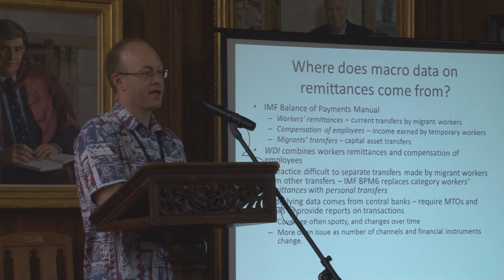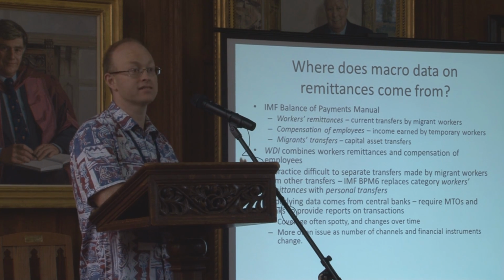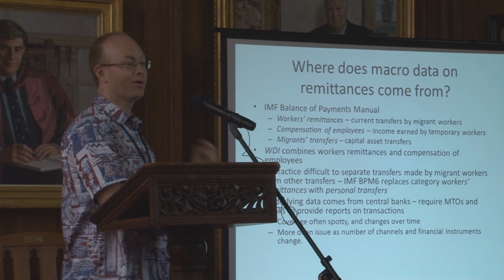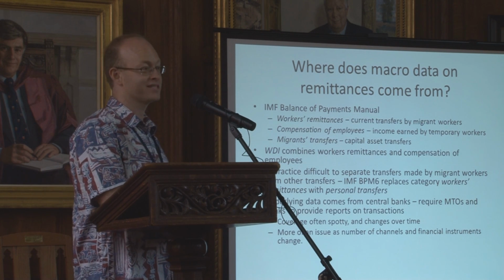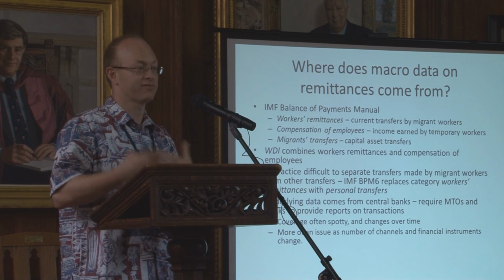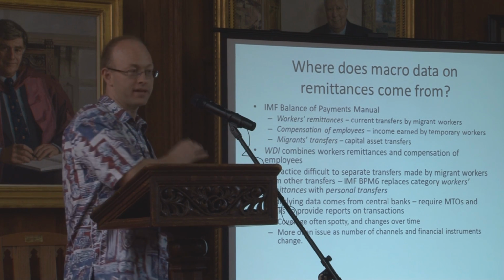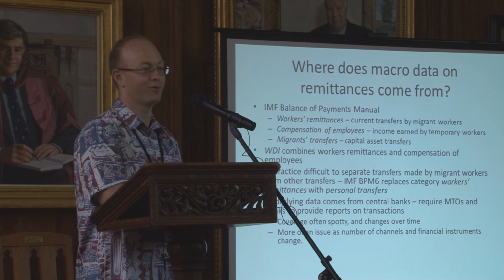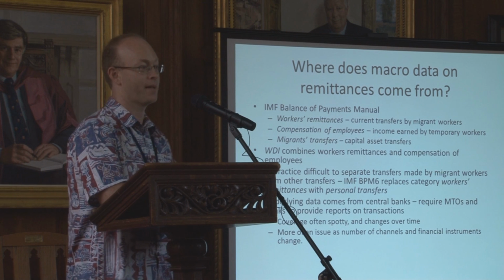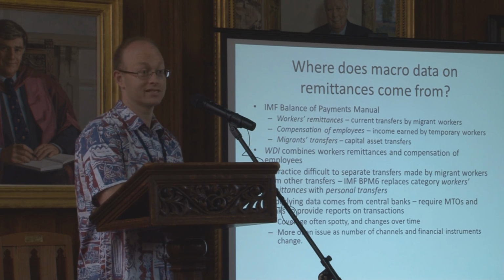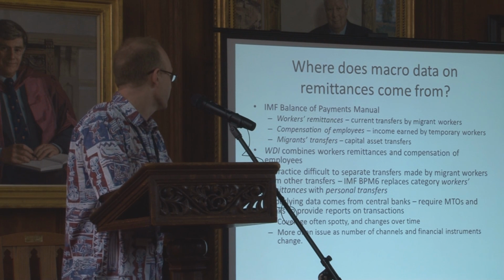And so actually the IMF changed the balance of payments manual a few years ago, and now they don't even call it remittances at all. They call it personal transfers because they recognize, hey, we can't really separate remittances from a number of other transfers. But despite that, the World Development Indicator still calls these things workers' remittances. People still put them up in these graphs as workers' remittances. And when we're talking about remittances, that's what we're doing.